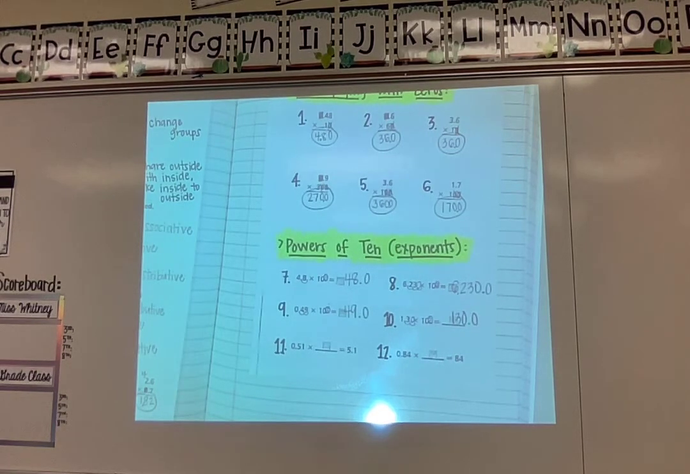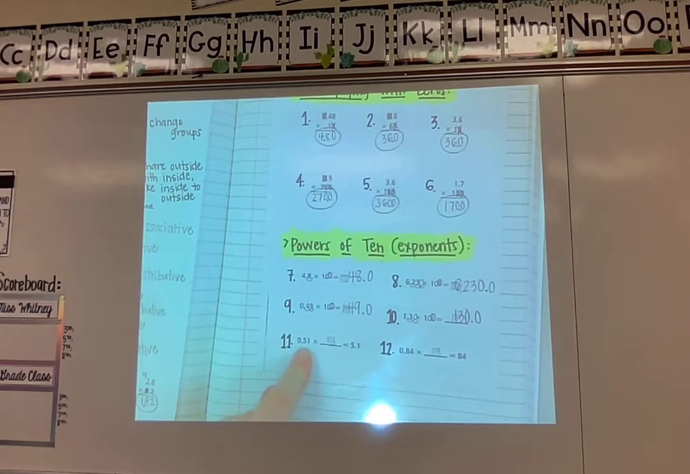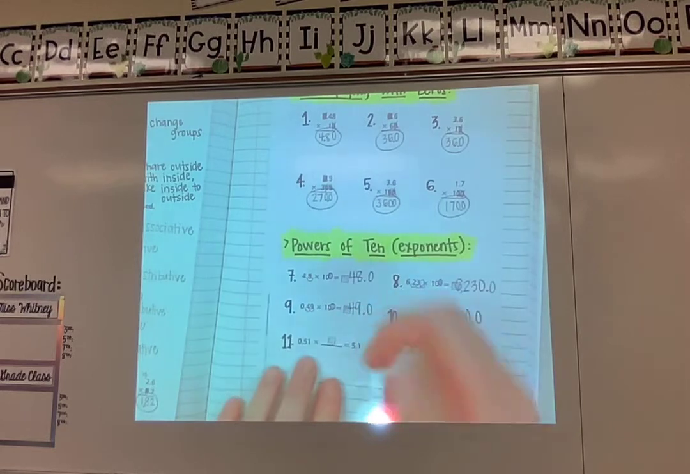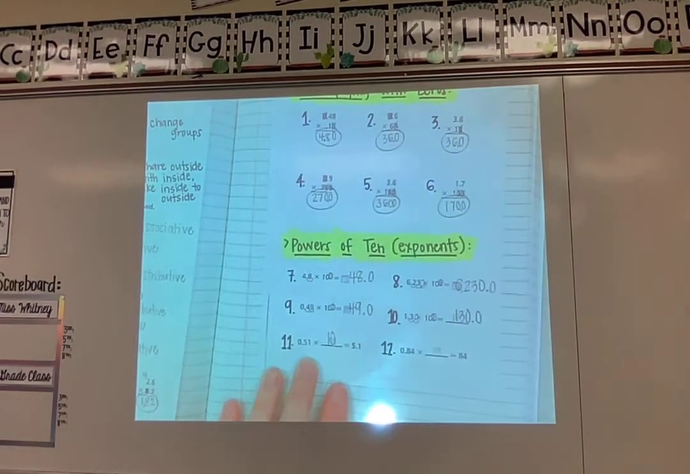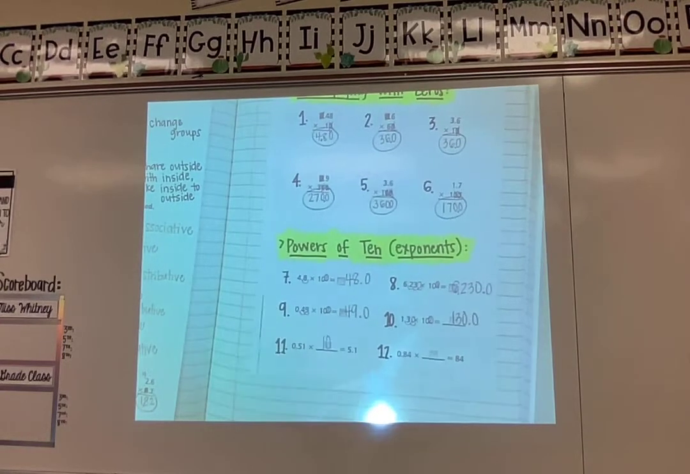11 and 12 are a little bit different because they're kind of backwards. So let's look at 11. They're showing me that they started with 0.51 and their answer was 5.1. They want me to figure out what power of 10 they had to multiply by. So we know it's always going to be a big 10 because that's what we're working on, powers of 10. But we need to figure out what our little exponent would be.